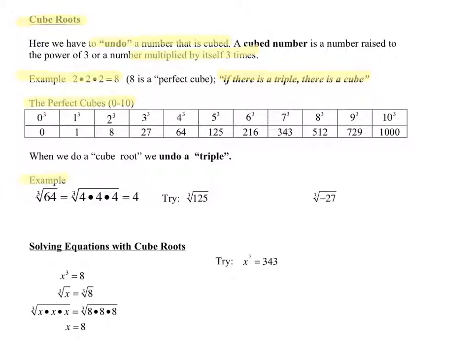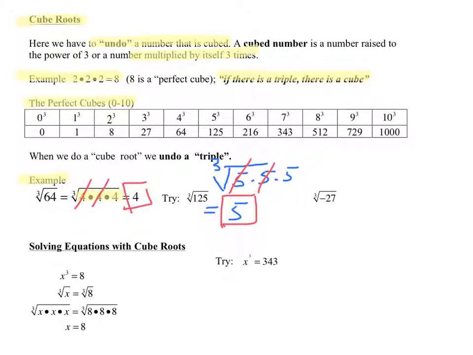Let's look at this example. 64 can be made from 4 times 4 times 4. To solve a cube root, we take 2 of the 4's away, and the answer is 4. So now you try the cube root of 125. I hope you got the answer of 5.